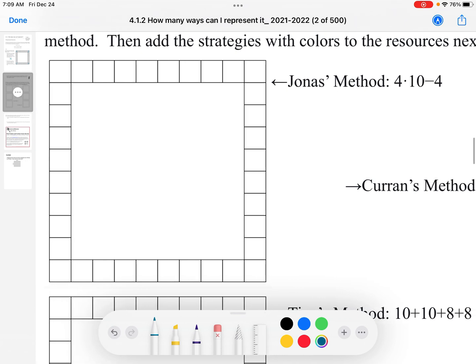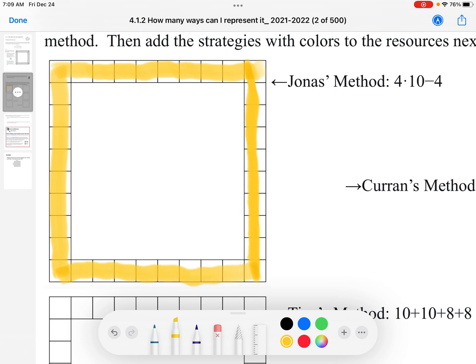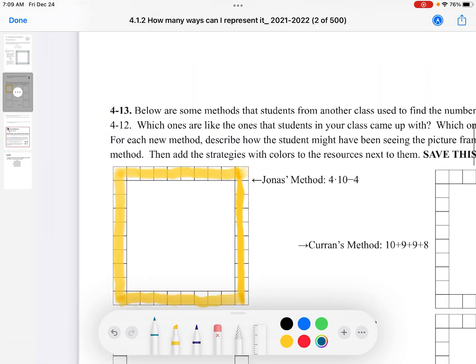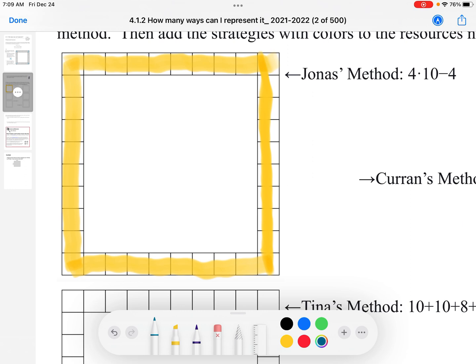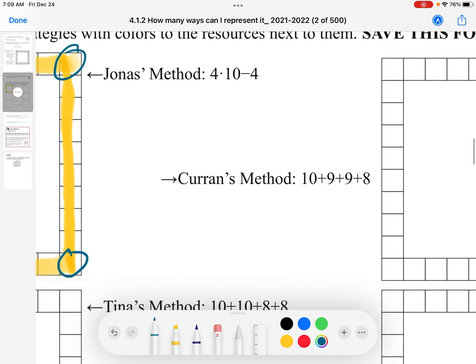So if Jonah's method is 4 times 10 minus 4, it sure looks like Jonah decided to do 4 times 10. So I'm just going to do the 4 times 10 part and count 40. But then Jonah, unlike Pam, did a good job and said, I have to subtract these 4 corners at least once because I double counted them if I did 4 times 10. Okay, let's go to Curran's method.